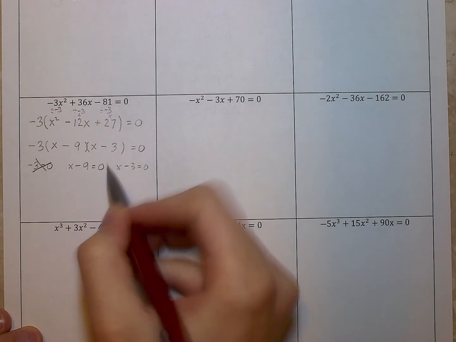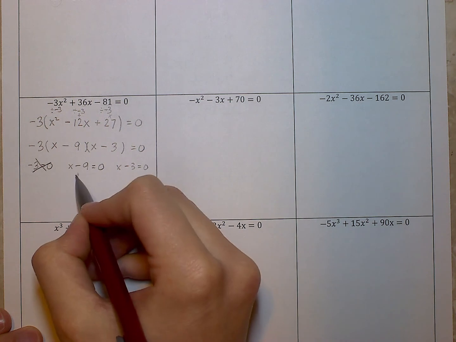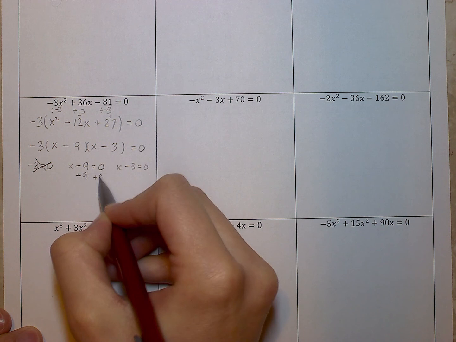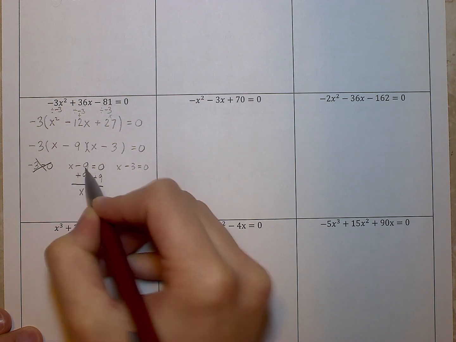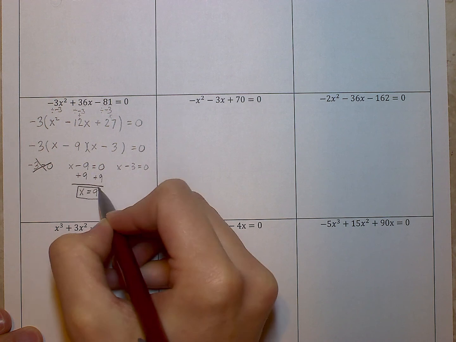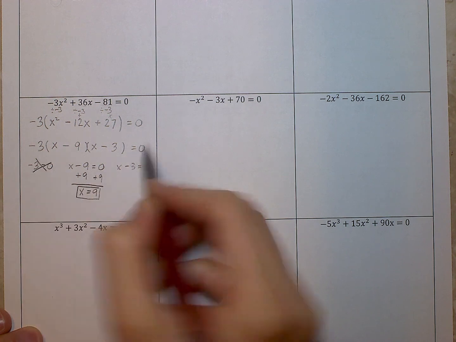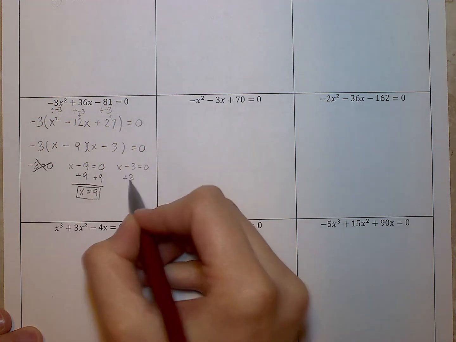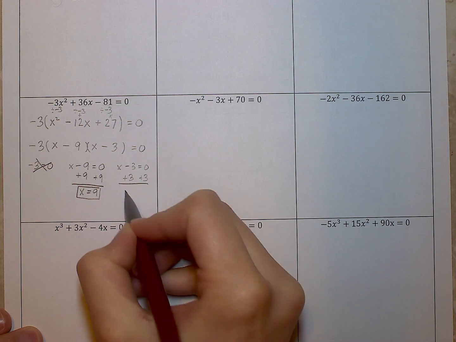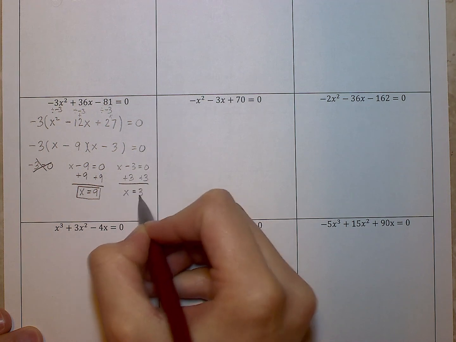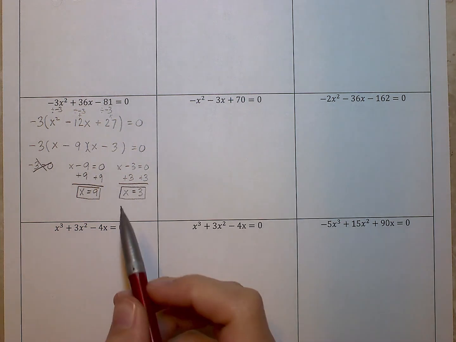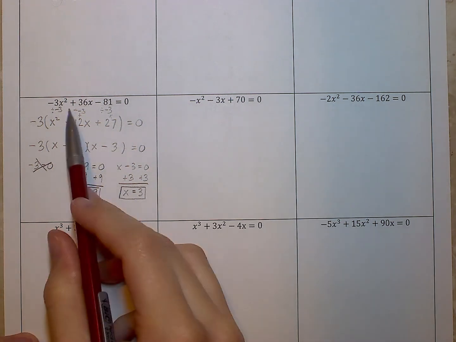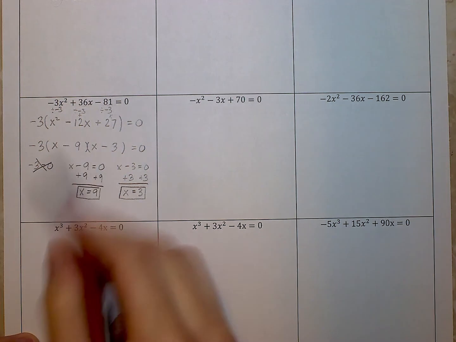X minus 9 equals 0. What would x have to be in order for this to be equal to 0? Well, let's solve the equation. And if x was 9, then 9 minus 9 would equal 0. And if that equals 0, right, then this whole thing would equal 0. And the other answer is x equals 3. Okay? And you can plug either of these back in, and it will work.